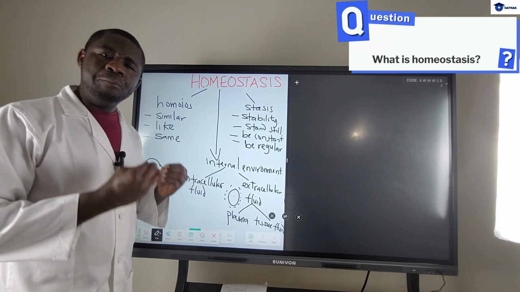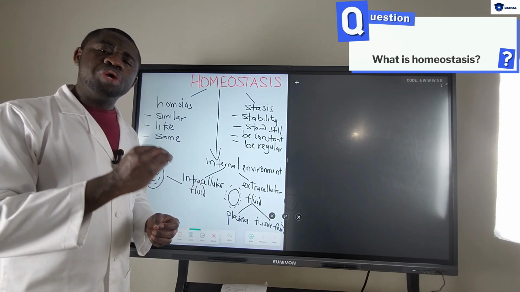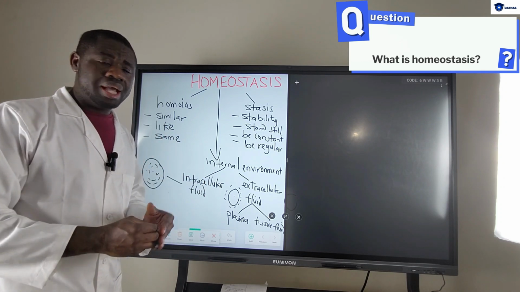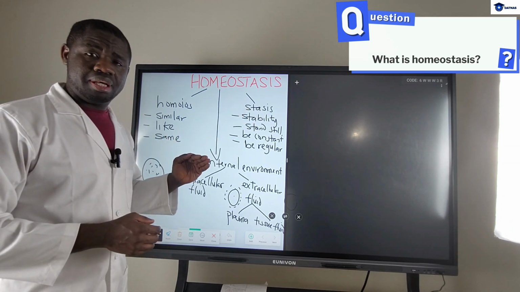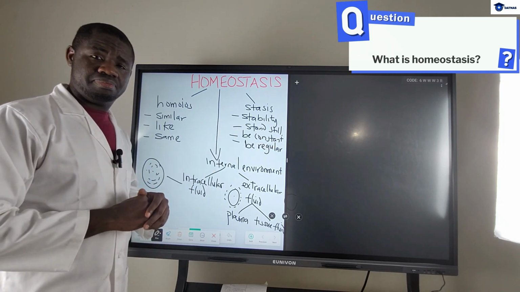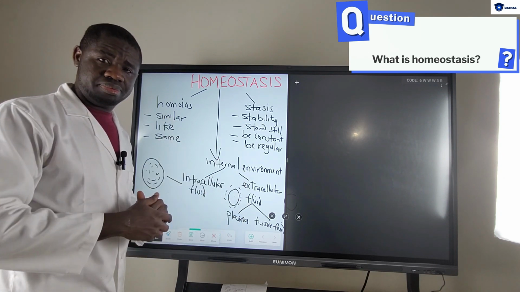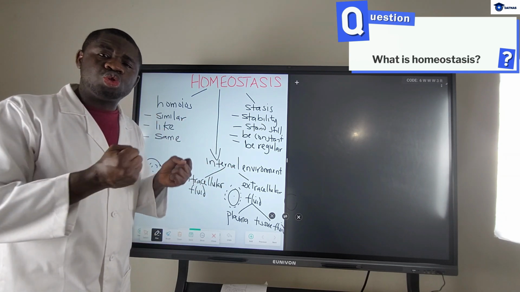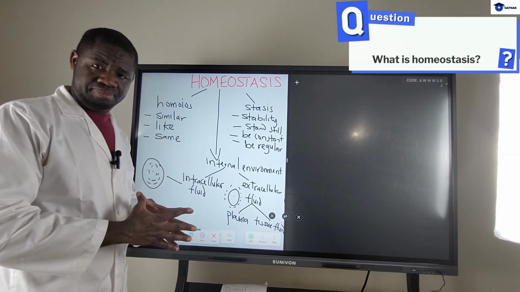So, homeostasis is defined as a process by which the conditions in the internal environment are maintained in a stable state, in a constant state, in a state of equilibrium. That is homeostasis, to ensure normalcy, to restore normalcy. That is the focus of homeostasis.